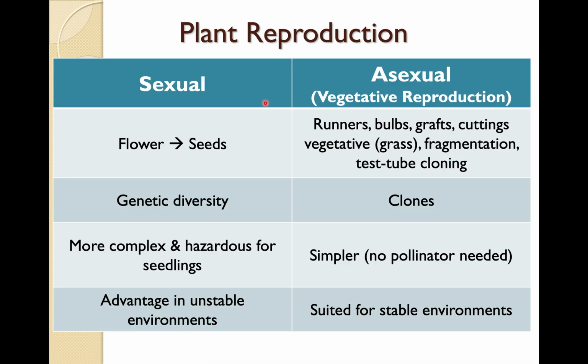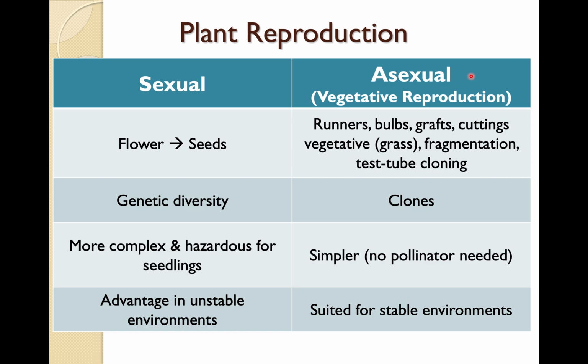So the flowering plants that we just talked about reproduce pretty much sexually, and the flower is the reproductive sexual organ. Seeds are formed. It allows these plants to reproduce with a lot of genetic diversity through the cross-pollination that happens. But it's complex and hazardous for these seedlings. And so this is an advantage for plants that live in really unstable environments, that you have a lot of genetic variability and are able to spread a lot of seeds everywhere.